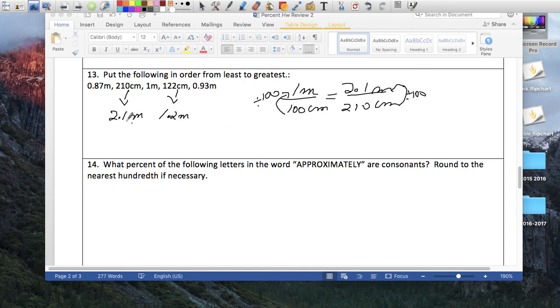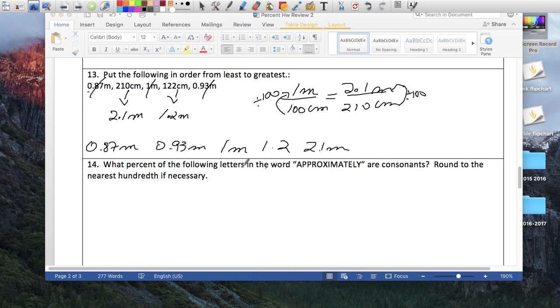So the least one would be 0.87 meters, not even a meter. That's number 1. Second one, 0.93 meters. Third one would be this one, the 1 meter one, that's 1 meter. Fourth one would just be the 1.2 meters. And finally, obviously, the biggest one would be 2.1 meters. And that's your numbers in order from least to greatest.